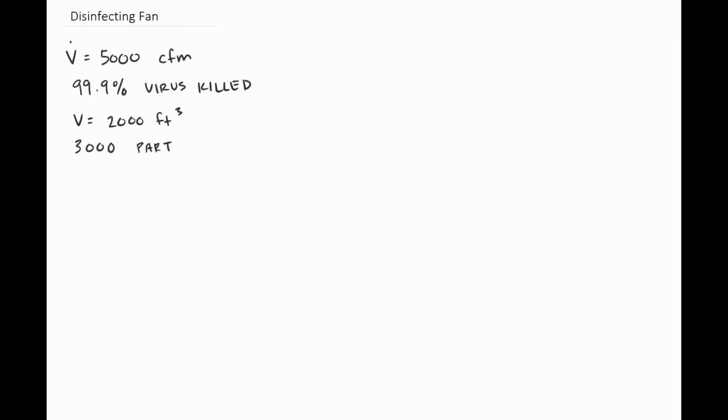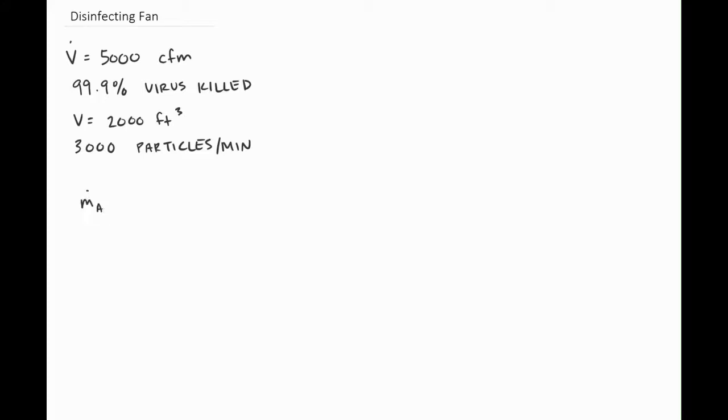Let's say our room is 2,000 cubic feet and one person with COVID-19 enters the room, shedding SARS-CoV-2 particles at a rate of 3,000 particles per minute. What would the steady state virus particle concentration be in the room? We can use mass balance to solve this problem.